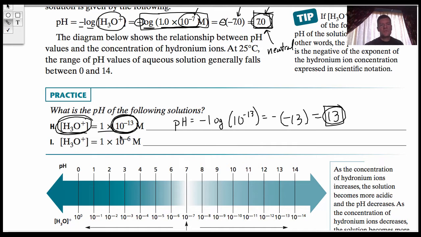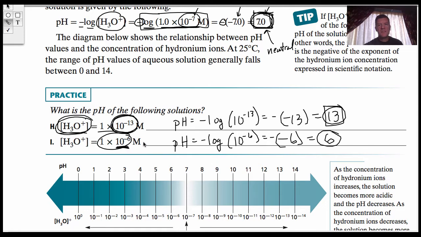Interesting. Let's look at one where we have 10 to the negative 6. pH is the negative log of 10 to the negative 6. Well, the log of 10 to the negative 6 is negative 6, and then I take the opposite of that, and I get 6. So here at a neutral solution it was 7. Here it's 6 when the concentration is greater than 10 to the negative 7. And here it's 13 when the concentration of hydronium is less than 10 to the negative 7.